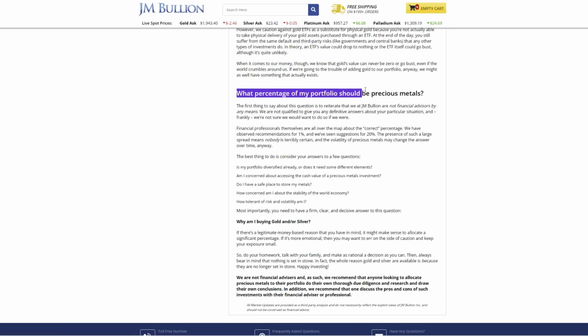Here we go. What percentage of my portfolio should be precious metals? And I like how they reiterate that we're not financial advisors by any means. Same here. I'm just someone who likes sharing my experience silver stacking, and I like teaching people the different options, and that's why I try to speak from a very universal perspective. I can't tell you what to do because I don't know your situation.